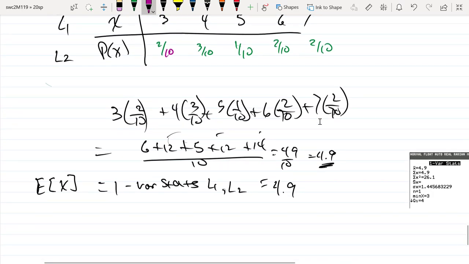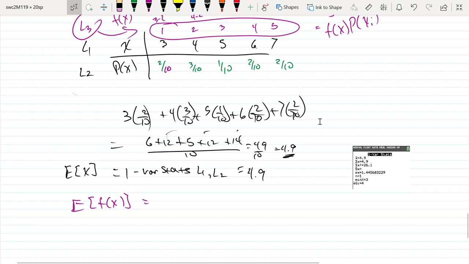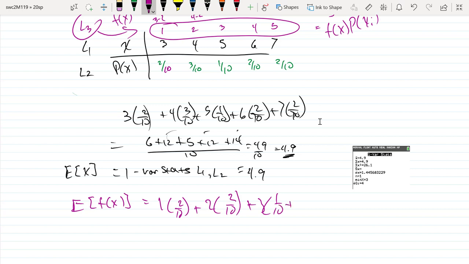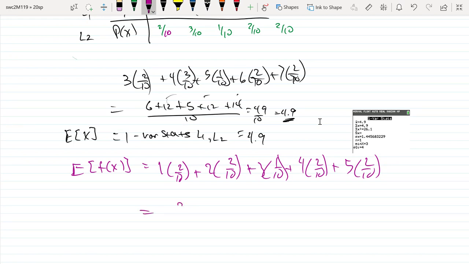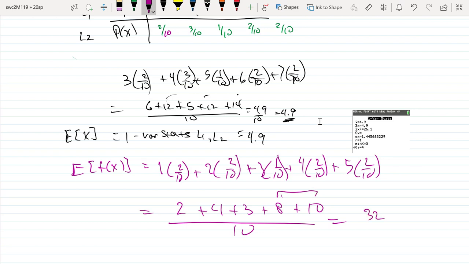If I multiply those, the expected value of the function of x is going to be determined by 1 times 2 tenths plus a 2 times a 3 tenths plus a 3 times a 1 tenth plus a 4 times a 2 tenths plus a 5 times a 2 tenths. If I do the math on this quickly, we end up with 2 plus 4 plus 3 plus 8 plus 10, all over 10. And that is 18 and 12 is 30. 32 over 10, it looks like 3.2 is the expected value.